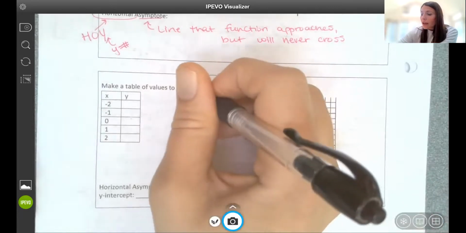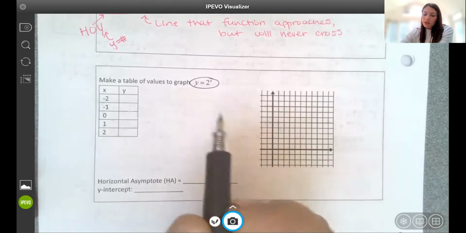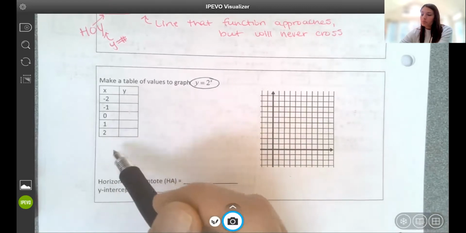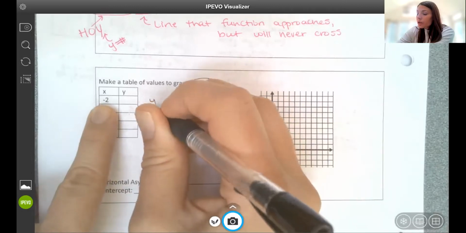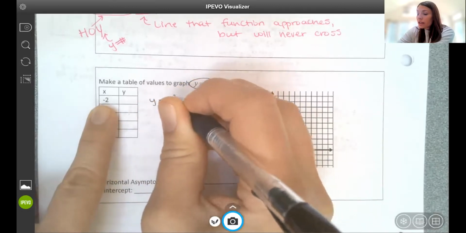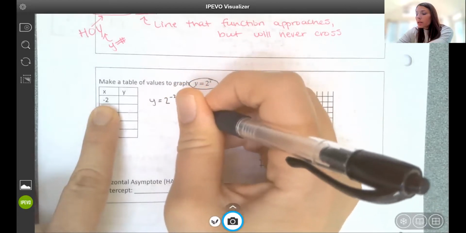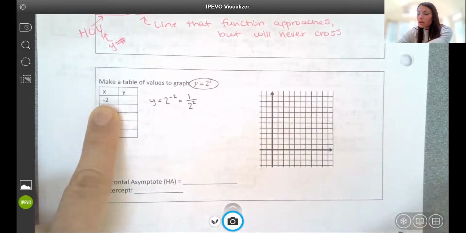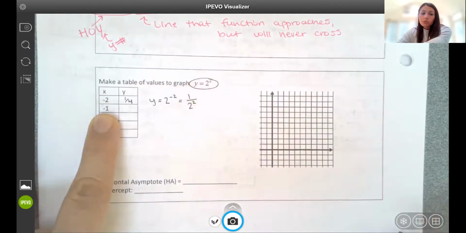So we're going to look at that growth equation I had up above, y equals 2 to the x. And we're going to create a table here. So if I have x is -2, that means I have 2 to the negative second, and we know that negative exponents mean we move it to the denominator, or this would become 1/4.